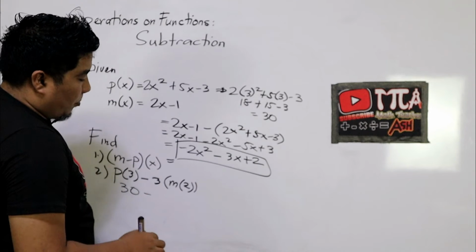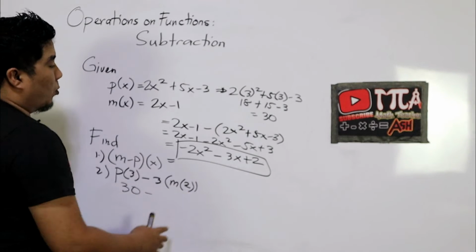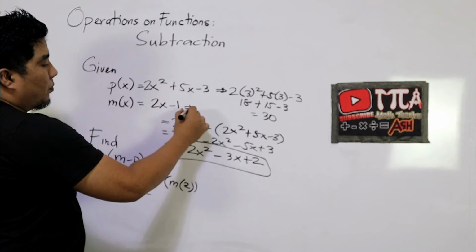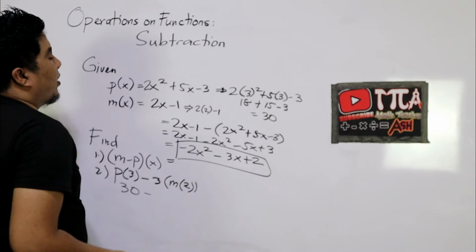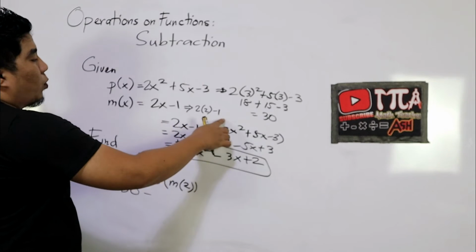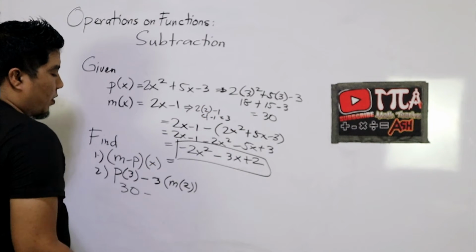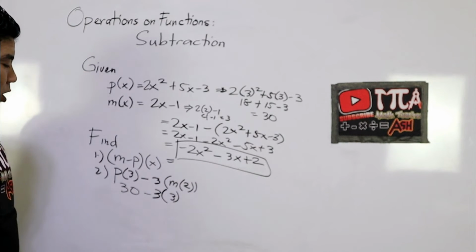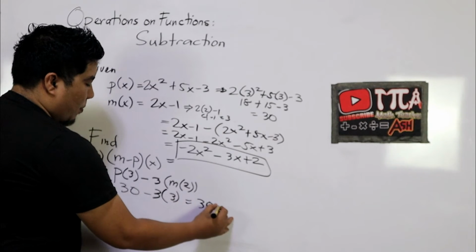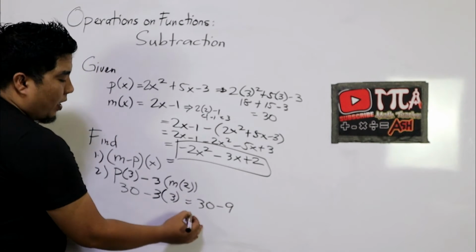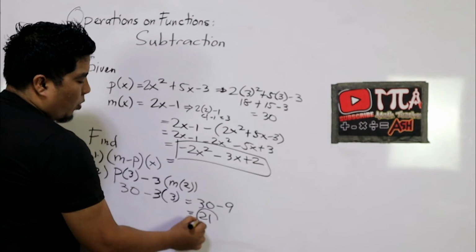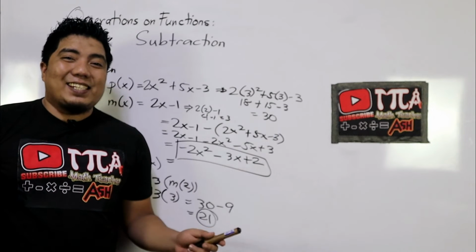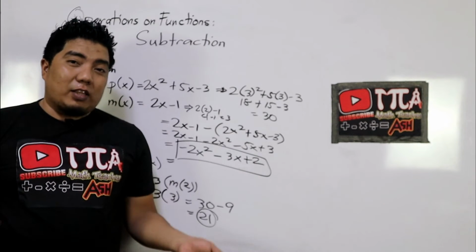Alright. How about M of 2? Okay, so if that is the case, M of 2, so this will become 2 times 2 minus 1. Okay, so that is 4 minus 1. The answer is 3. Okay, so for this one, the answer is 3. So this will become 3 times 3. Alright, so what we have now is 30 minus 9, because 3 times 3 is 9. And we have answer 21 as our final answer for the scenario number 2. Easy, right? Now, let us go to our next set of problems.